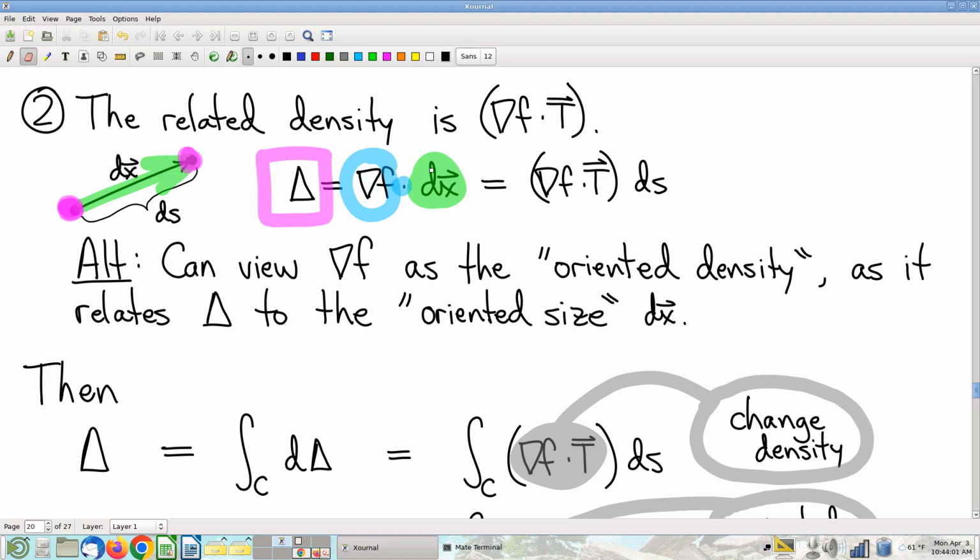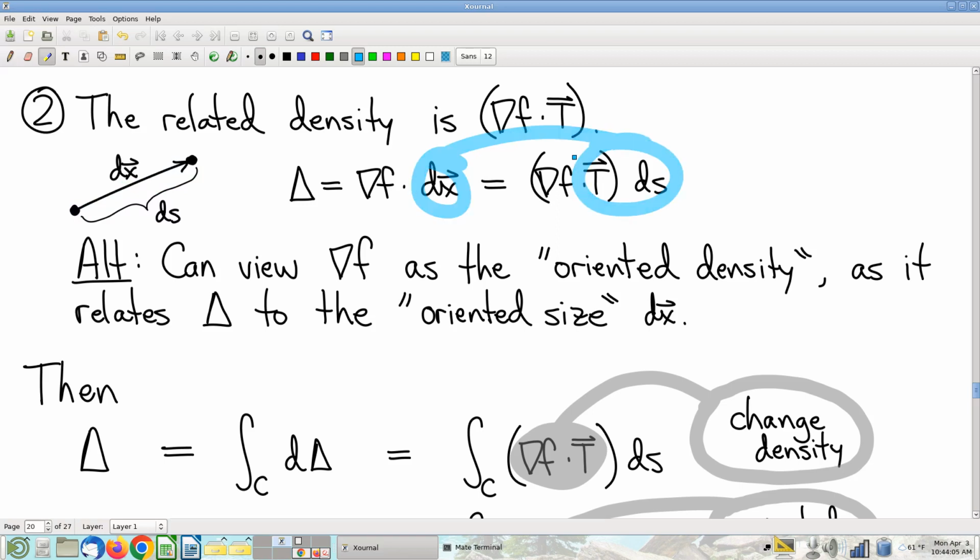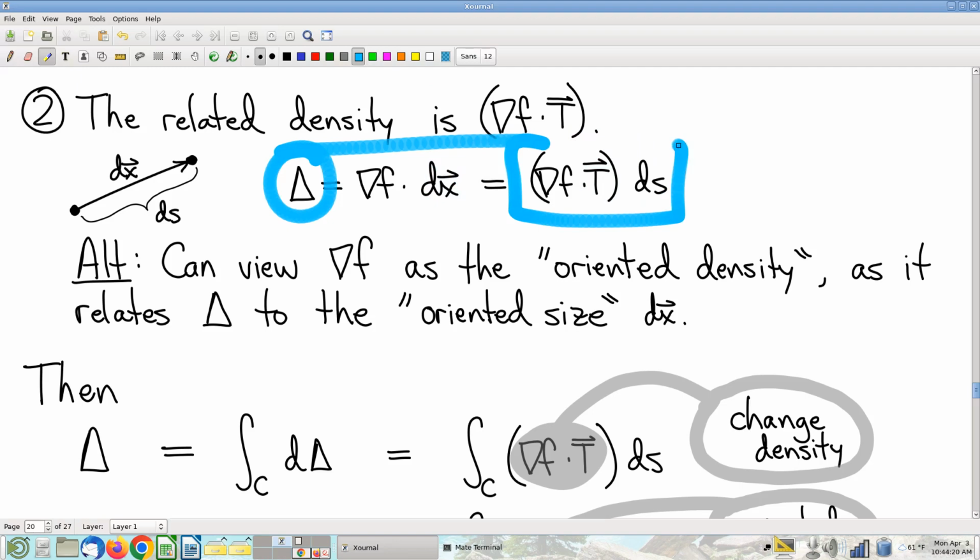And then I'm going to rewrite that a little bit. I'm going to rewrite the dx as t ds. Remember that from long ago. It's one of our alternative points of view of displacement. It's a direction and a magnitude. And now the formula kind of looks nicer, arguably, in that I can see this now as a density.